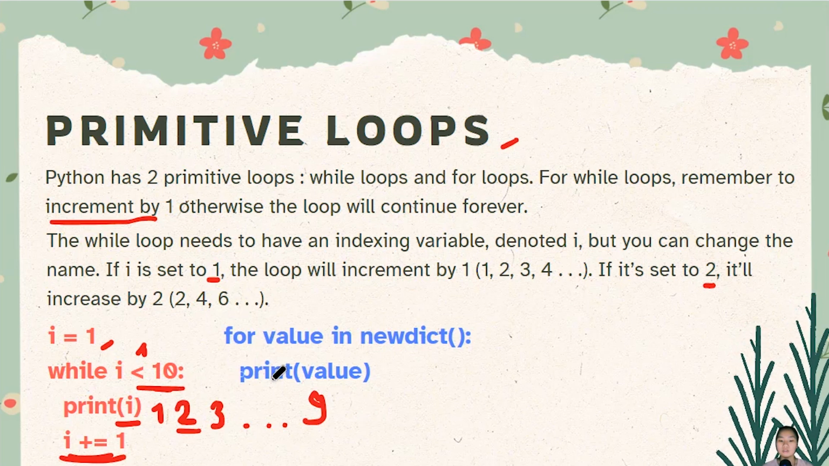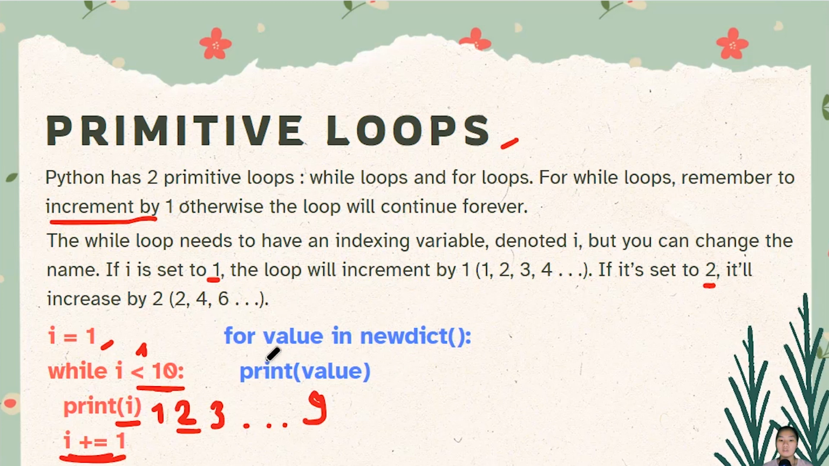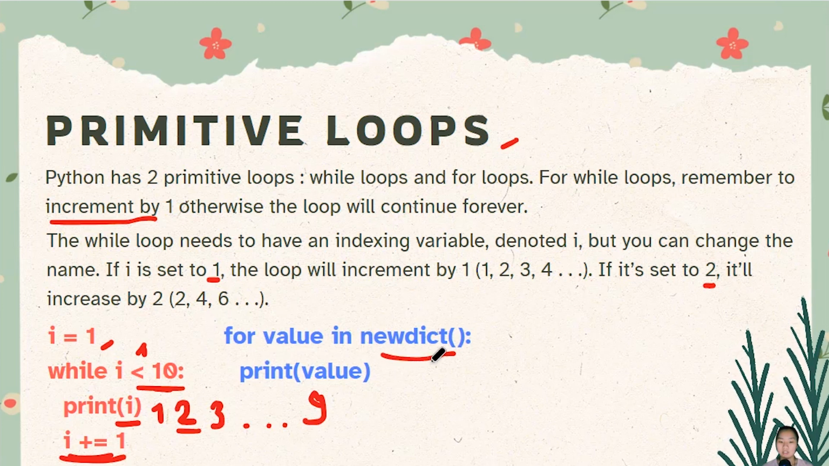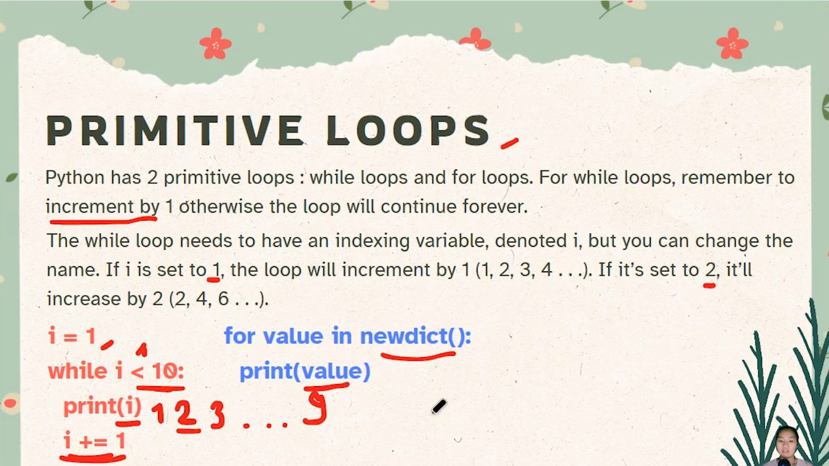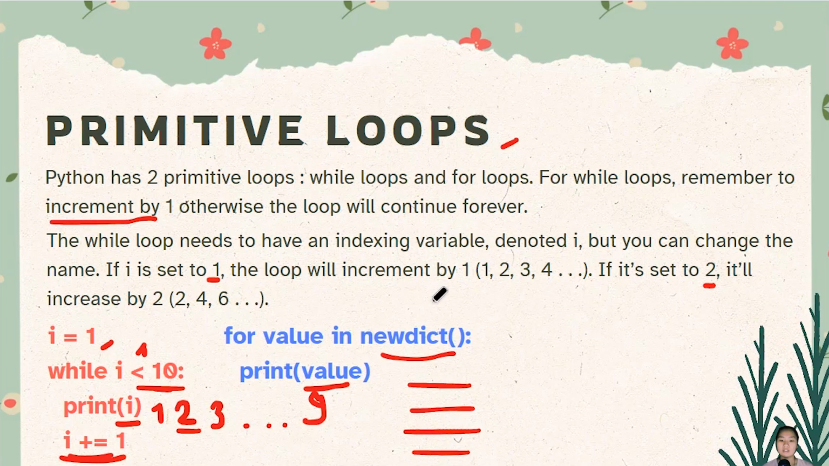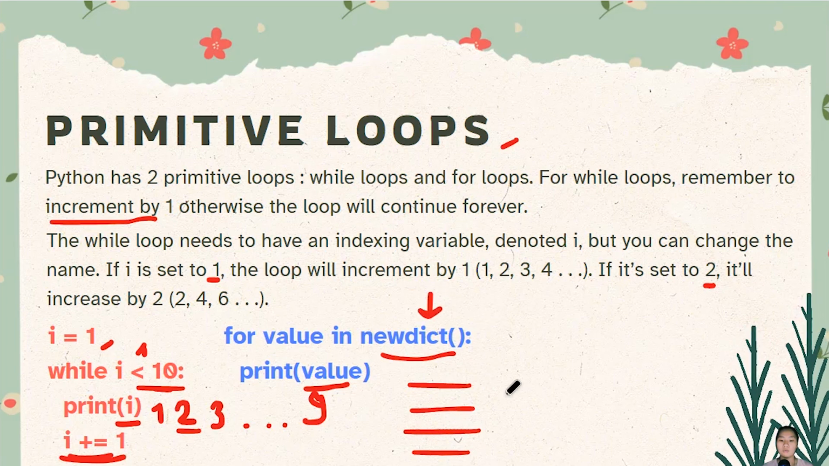And here is a little feature from for loops. You know the drill. For value in new dictionary, for example, print value, and this will print every value that is in this dictionary here, one by one, okay?